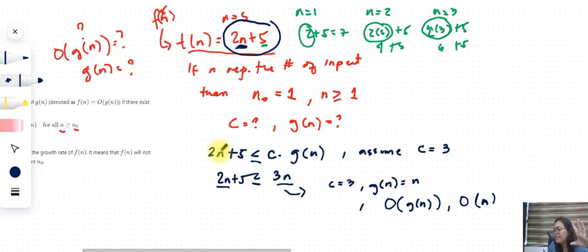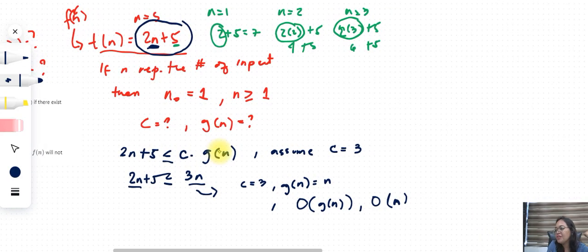Now, we need to check this first. Earlier I mentioned that n will always start at 1. We need to check whether the equation that we have created holds true when n is really equal to 1.